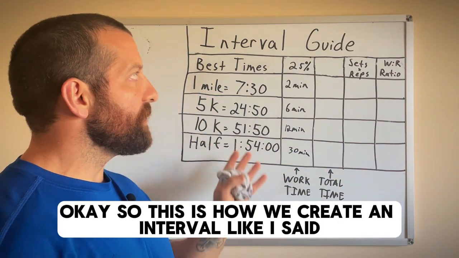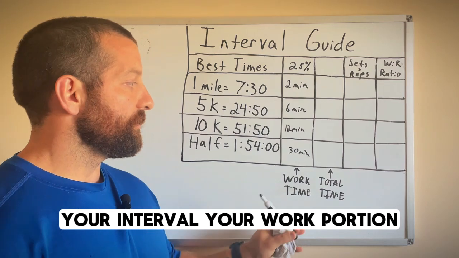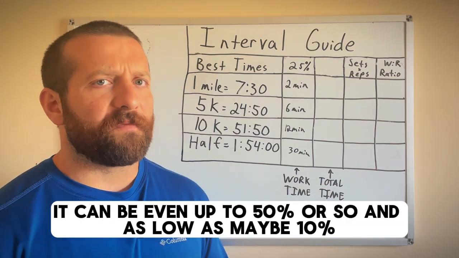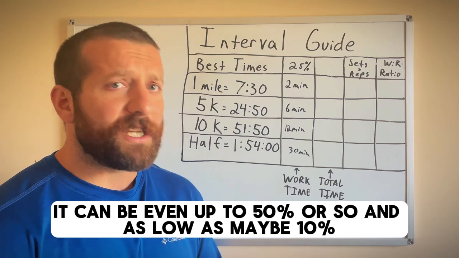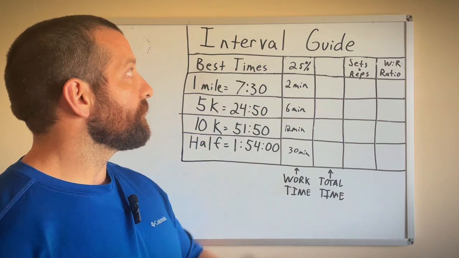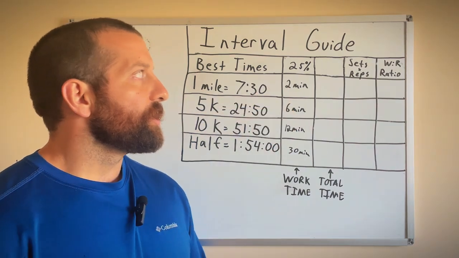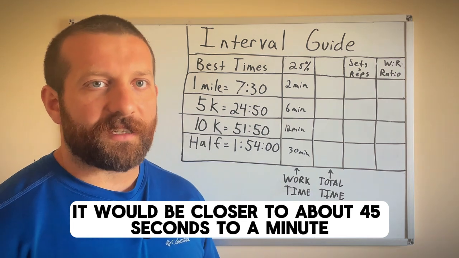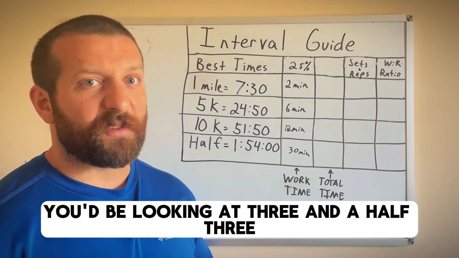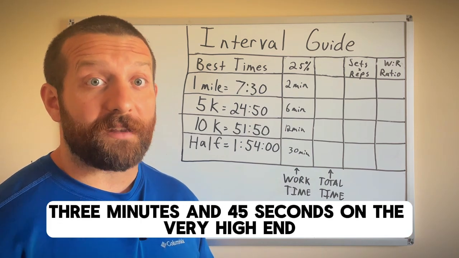Okay, so this is how we create an interval. Like I said, your interval, your work portion, your work time of the interval can be longer or shorter. It can be even up to 50% or so, and as low as maybe 10%. So for your mile or this 7:30 time frame, it would be closer to about 45 seconds to a minute on the low end. 50%, you'd be looking at 3 minutes and 45 seconds on the very high end for an interval.